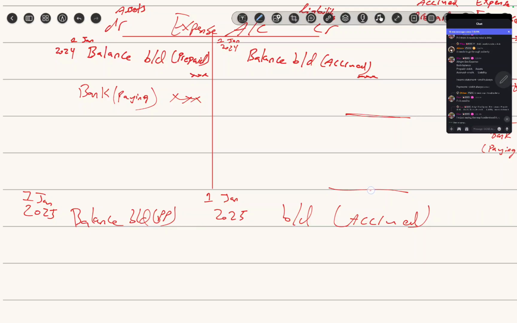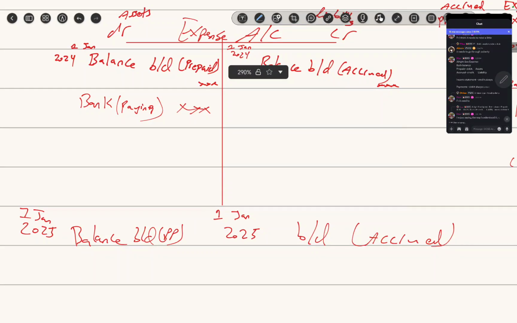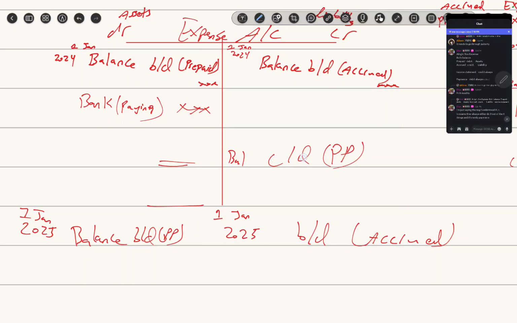Now tell me, where will balance CD come? If balance BD for prepaid is on the debit side, then it's pretty much common sense that balance CD will come on the credit side, right? So you can just write balance CD. By the way, in the exam, you need to write it completely. You need to write balance, and CD is allowed, BD is also allowed. And in the brackets, you don't need to write prepaid.